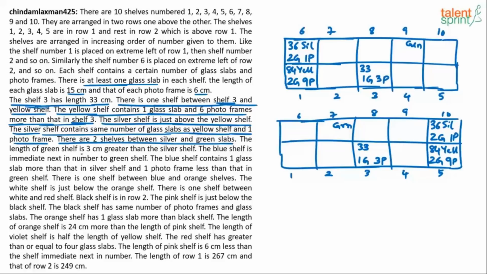The length of the green shelf is 3 cm greater than that of the silver shelf. Okay, fine. The length of green is 3 cm greater than silver. So if this is 36, this will be 39. So green will be 39.